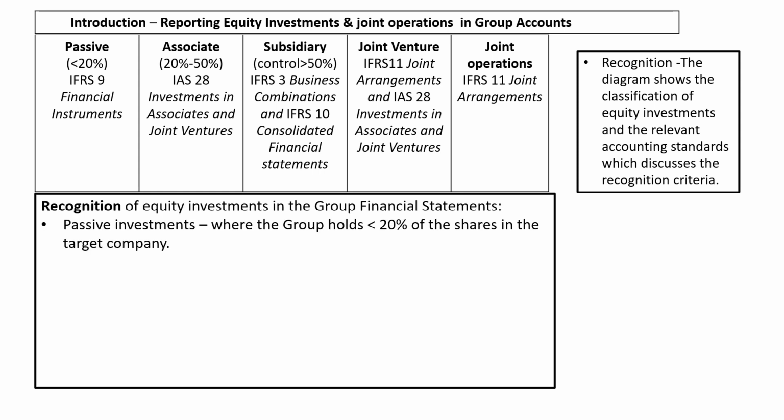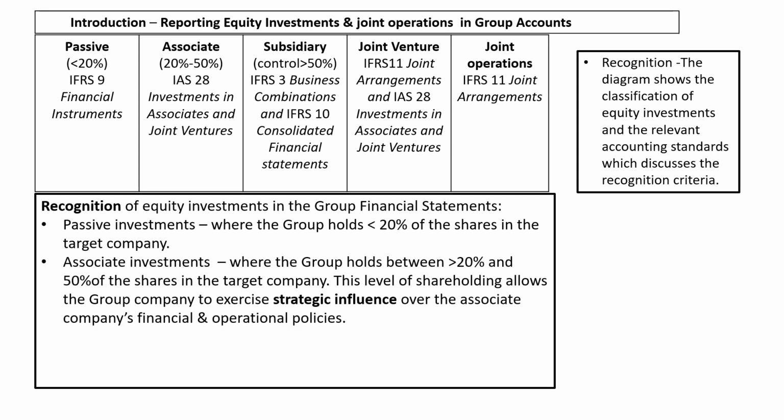Passive investments is where the group holds less than 20% of the shares in the target company. It is classified as passive as the parent company cannot influence the target company's financial and operational policies, however, it is still a non-current asset in the group accounts. Associate investments, where the group holds between 20% and 50% of the shares in the target company. This level of shareholding allows the group company to exercise strategic influence over the associate company's financial and operational policies.